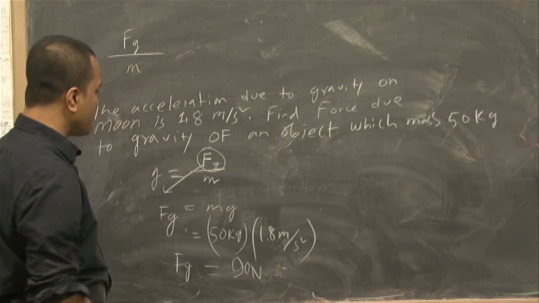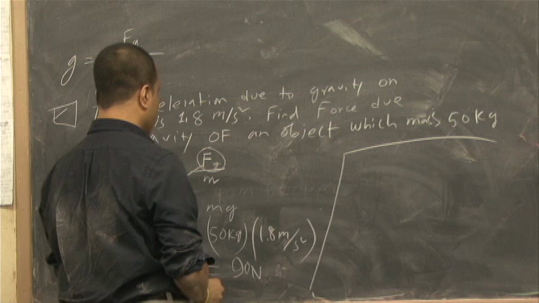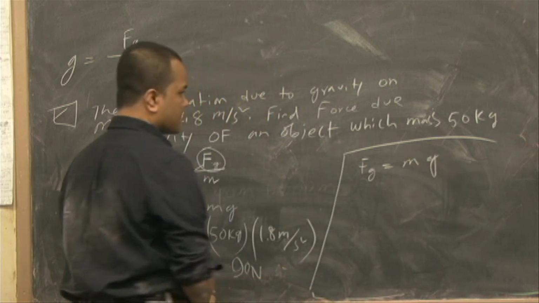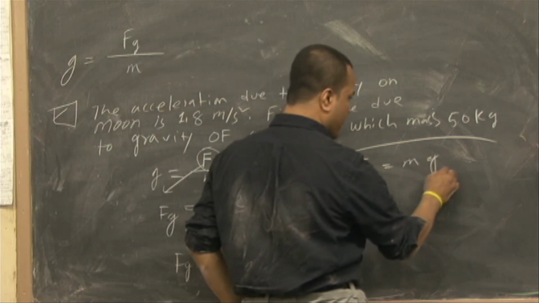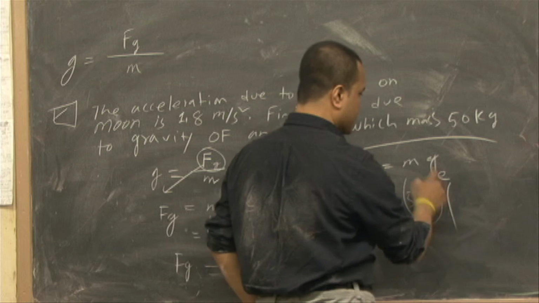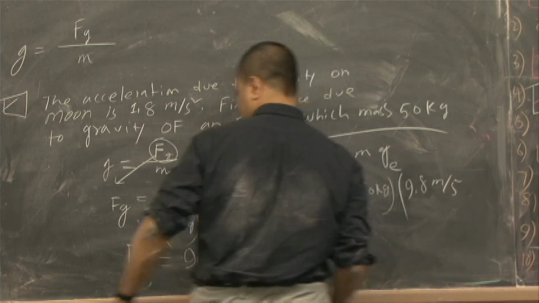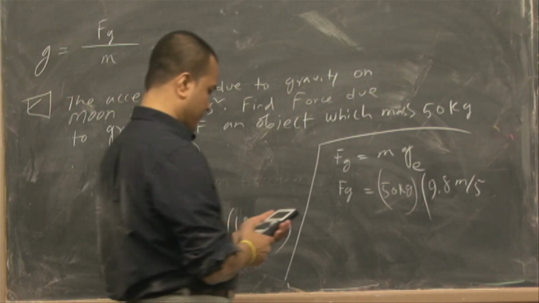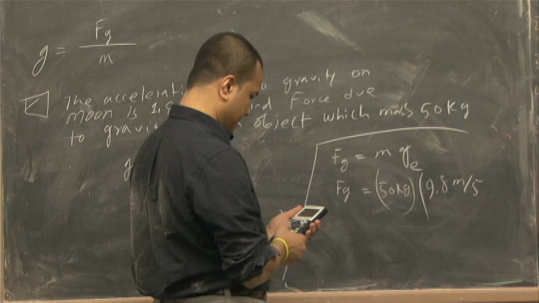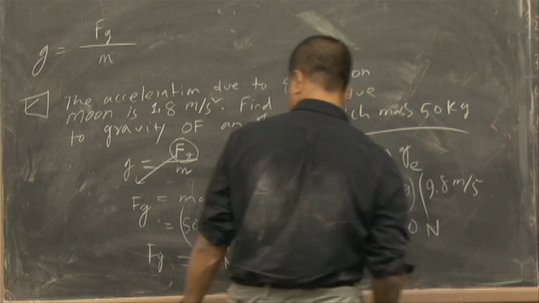What would be the force due to gravity on this object if it happens to be on Earth? Okay, let's see. Fg is mg. All right. So g of Earth. The mass is the same, 50 kg, but the acceleration due to gravity on Earth is 9.8 meter per second square. So it is 50 times 9.8, which is 490 Newton.